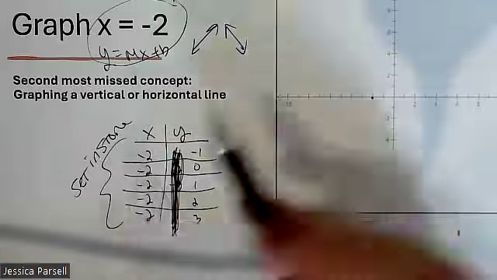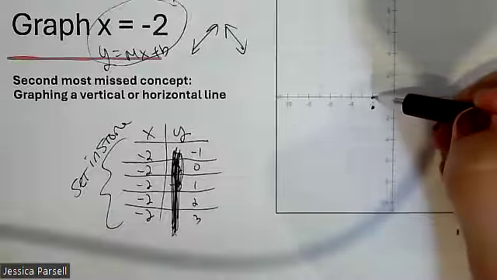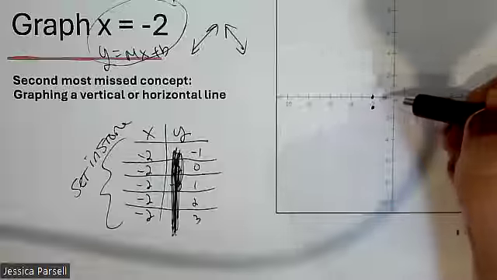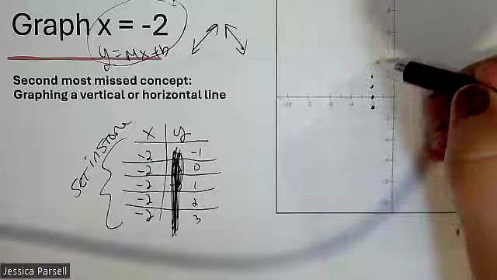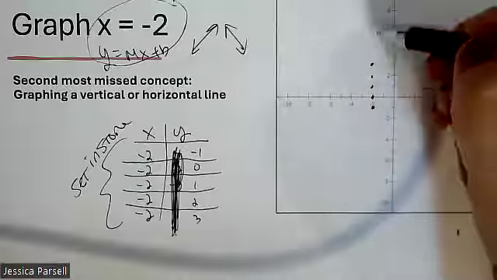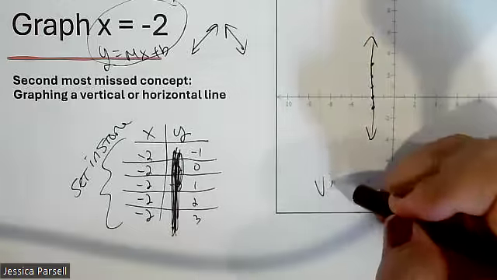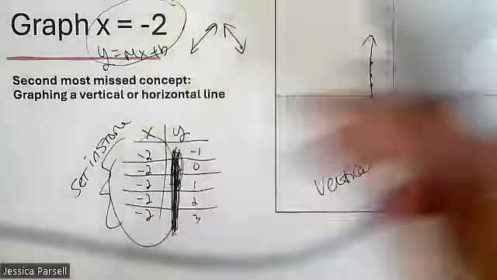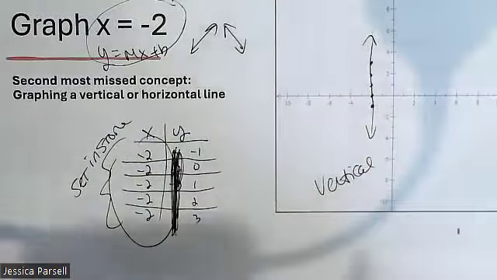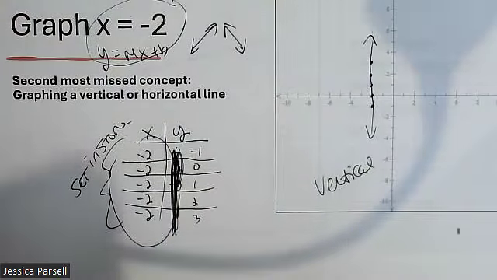So come over on the X to -2, drop down to -1, over to -2, 0, over to -2, 1, over to -2, 2, over to -2, 3. So see how it's going to look like this? It's going to be a vertical line. This is vertical. And all it's doing is crossing X at -2, and that's what it does all day long. All right, let's look at another type of missed problem.